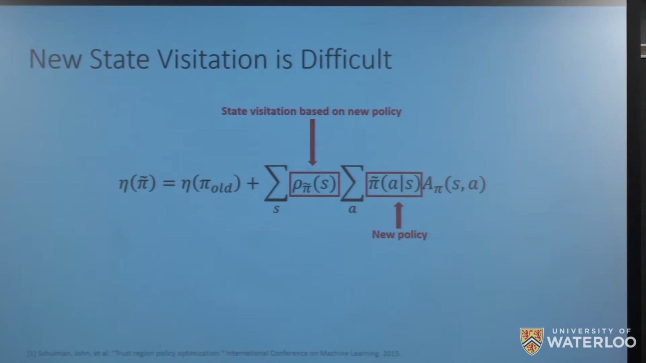So I just want to say this equation again. This is a quite important equation. The rho pi is the state visitation based on the new policy, and this is the new policy itself. However, the problem is that the rho pi is very difficult to estimate. So it's very difficult to optimize this particular function in its current form. So we cannot do that optimization right away using any optimization technique.